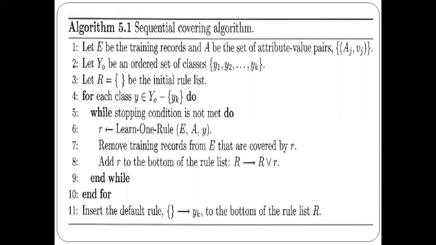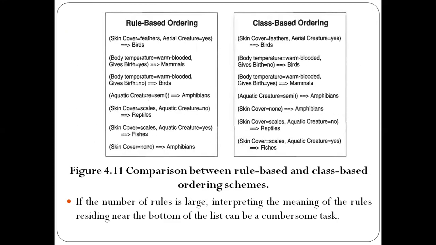second class. For example, I was explaining in the case of the class based ordering scheme: the rules that have the same class will be appearing together. You've got birds, then mammals, amphibians, and then reptiles and fishes. Here all the rules that belong to the same class are appearing together. So the sequential covering algorithm will first extract the rules that belong to the birds class. Then, after finding the rules that belong to one class, it will find the rules that belong to the second class, that is mammals, and then the rules that belong to amphibians, and then reptiles, and then fishes.